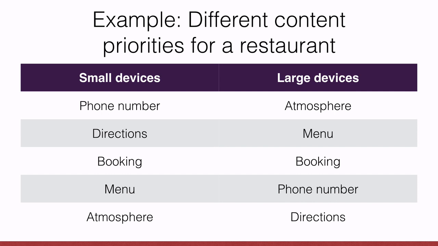On large devices, people are likely sat at home or on their computer at work, and they want to find out about the restaurant in advance. So they want to look at the atmosphere and the menus and see what kind of food they offer. This is obviously important to people who have allergies as well. And then they might want to make a booking, look at the phone number and directions.